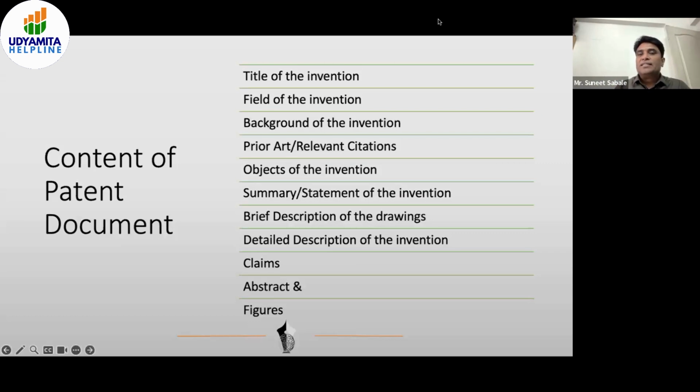Contents. So these are the contents. Just I will run you through: title, field of the invention, background, prior art, relevant citation, objects of the invention, summary, brief description, drawing, detailed description, claims. So claims are the content of the patent application that gives you protection. If the claims are drafted in a correct way, your protection may be good. It can increase the valuation of your product, your patent, or it can decrease the valuation. So claims will decide whether the fence that is created around your invention is strong or weak.